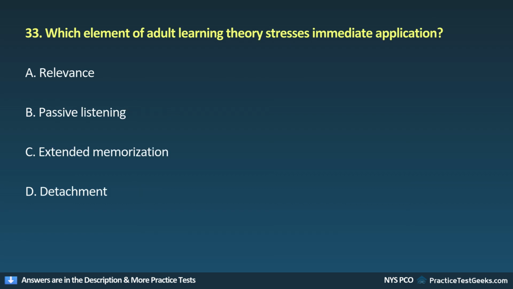33. Which element of adult learning theory stresses immediate application? A. Relevance. B. Passive listening. C. Extended memorization. D. Detachment.